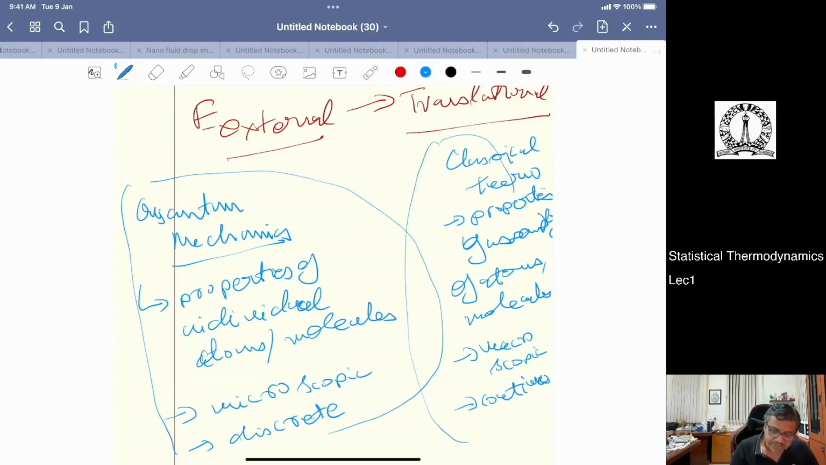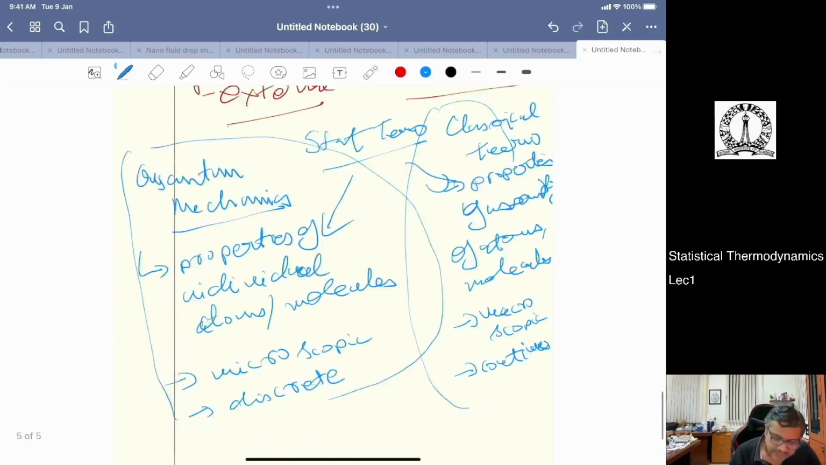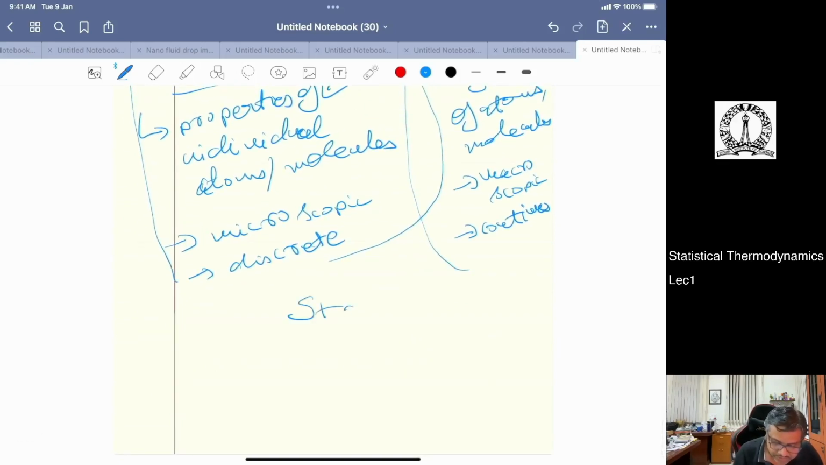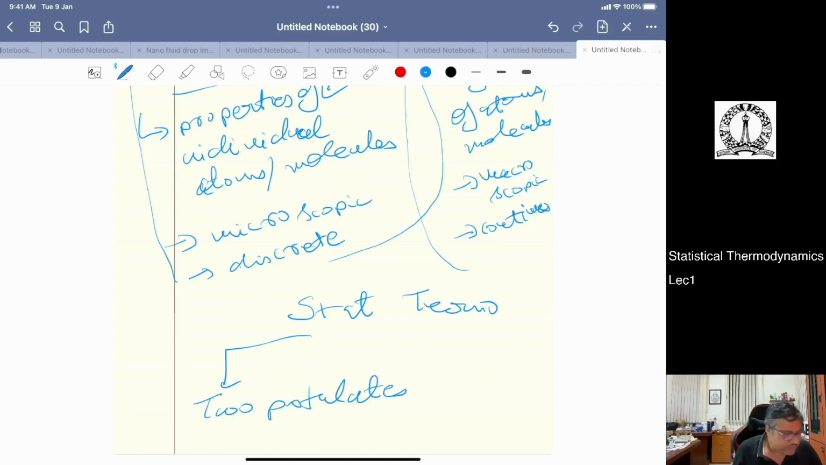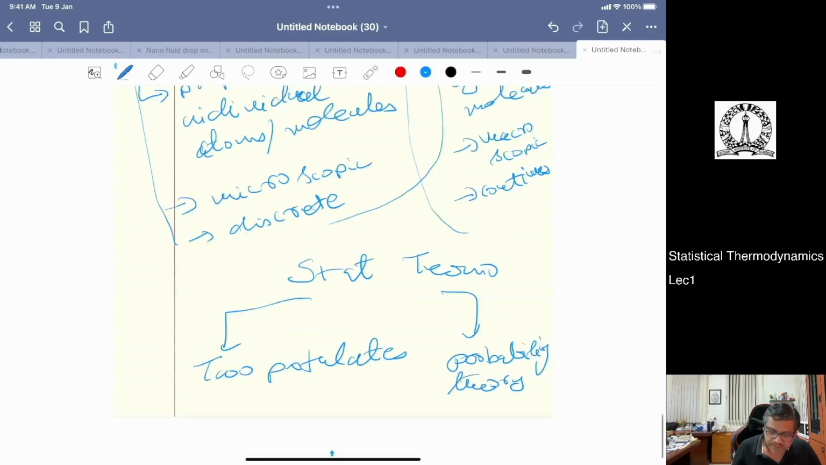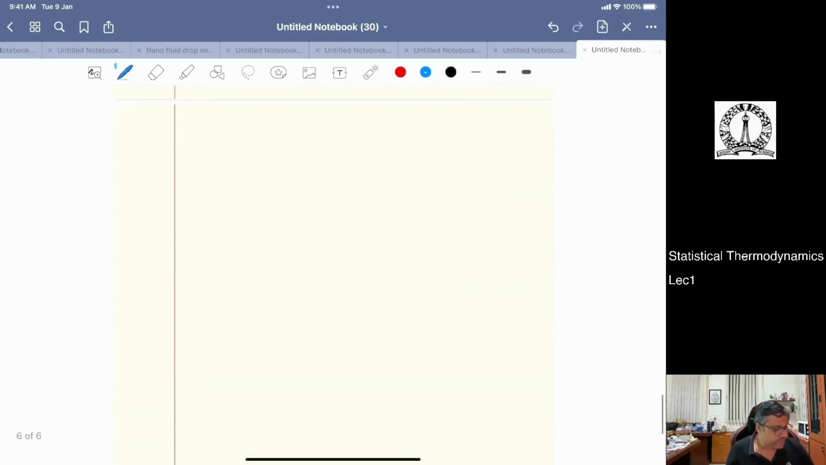So the bridge between these two is provided by statistical thermodynamics. Stat thermo acts as a bridge between these two. We are going to see that stat thermo has two postulates, which we will see in a second, and it banks on probability theory. That means we have to learn a little bit of probability. So this is the roadmap.